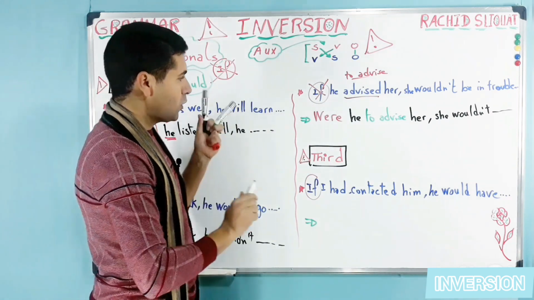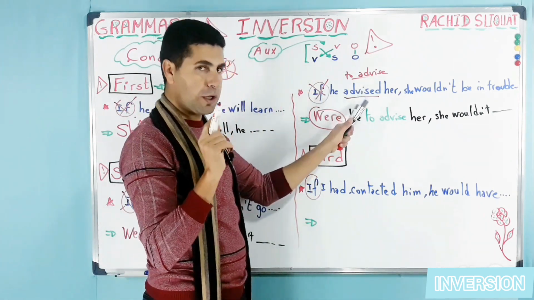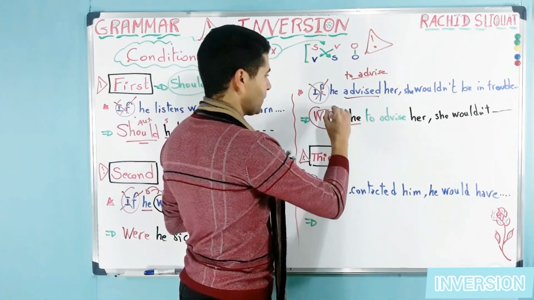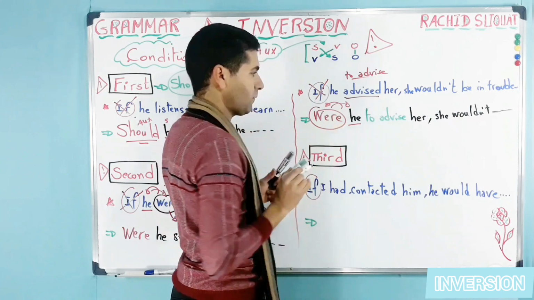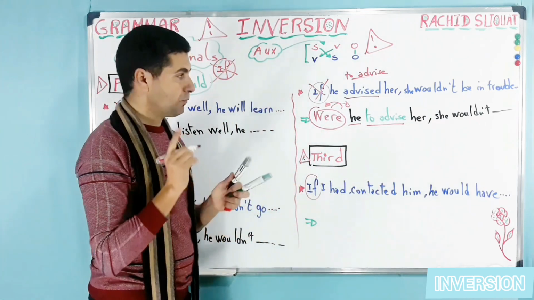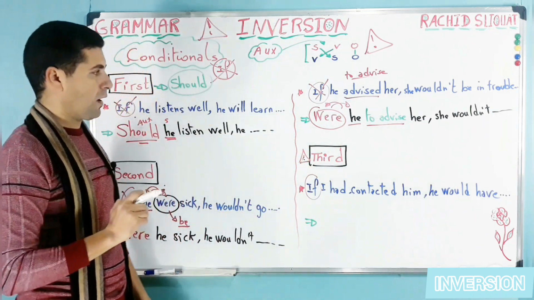Here, what did we do? We started with were, even if we don't have were here. So we start with were plus a subject. So there is inversion, as you can see. And we add to plus verb, or infinitive with to. This is what you have to remember.